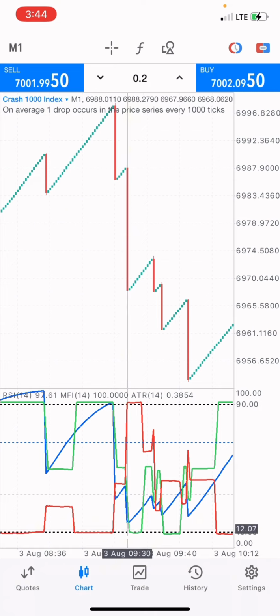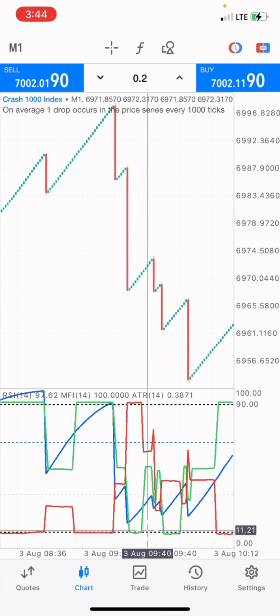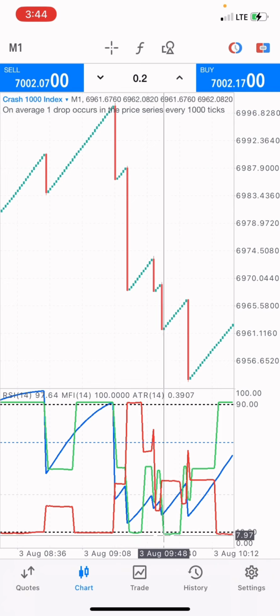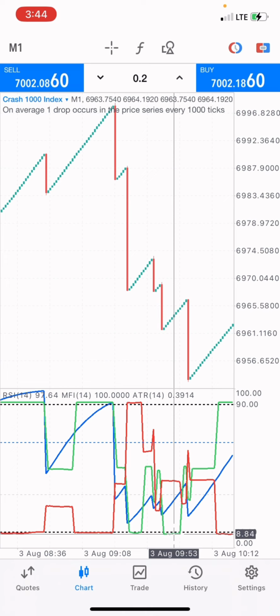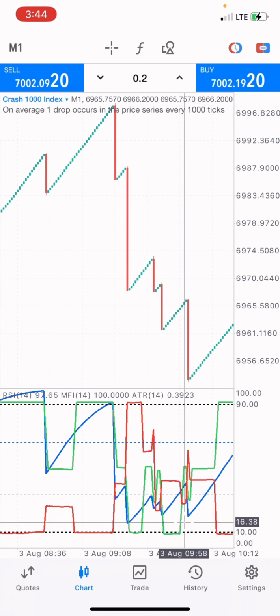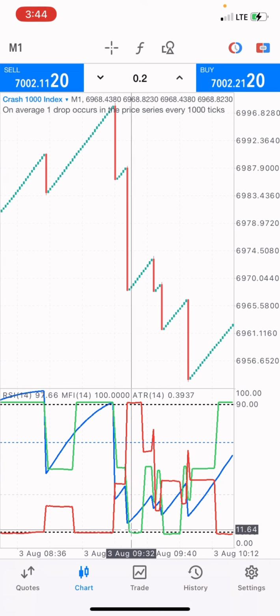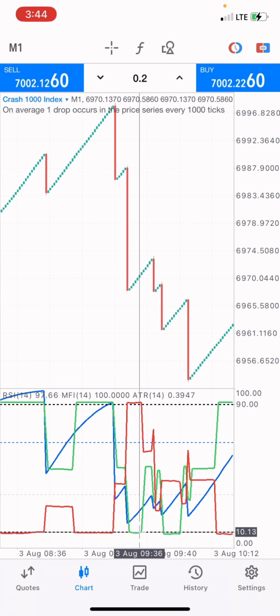You see at this point it spikes right here, just as you can see, and also it spikes right here. So once you enter the market at this point, you count your 6 candles, then you're out of the market. Then you wait again until the Money Flow Index reaches the level 10. That's a good entry point for a buy.